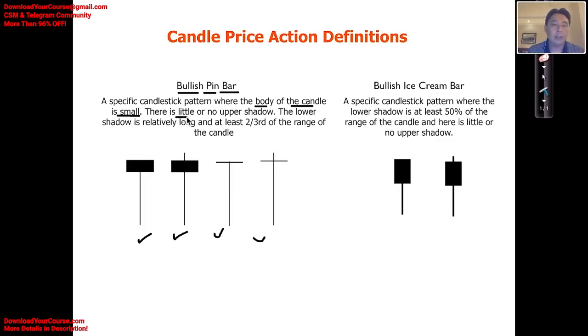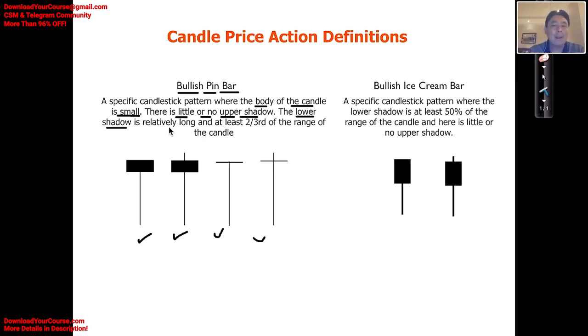Next, there's little or no upper shadow. So notice that there's no upper shadow, or there's only a very small upper shadow. Okay, so all four qualify. And here's the important thing. The lower shadow has to be long. So for a bullish pin bar, you want a small body and a long tail, a long lower shadow. Think of a little sperm.